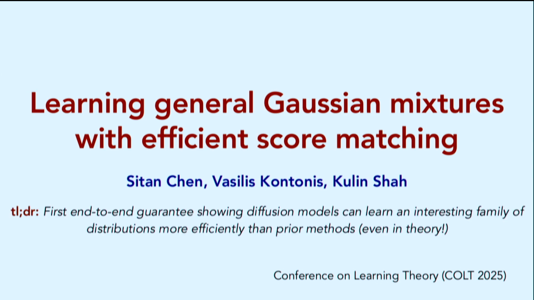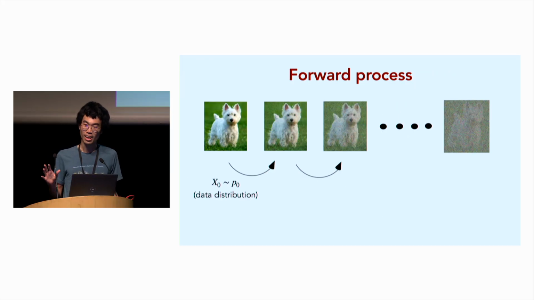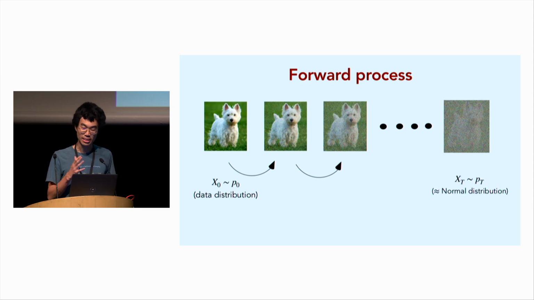Okay, great. So this work gives some of the first end-to-end guarantees showing diffusion models can learn an interesting family of distributions, in this case mixtures of Gaussians, more efficiently than prior methods, even those from TCS. I'll very quickly go through the setup of diffusion models just to set up our notation. We have a data distribution. We add noise to it until we get a pure Gaussian. Let x0 be a draw from the data distribution P0, and let PT be the distribution after time t of noising. So big T is large enough so that PT will be close to a Gaussian.